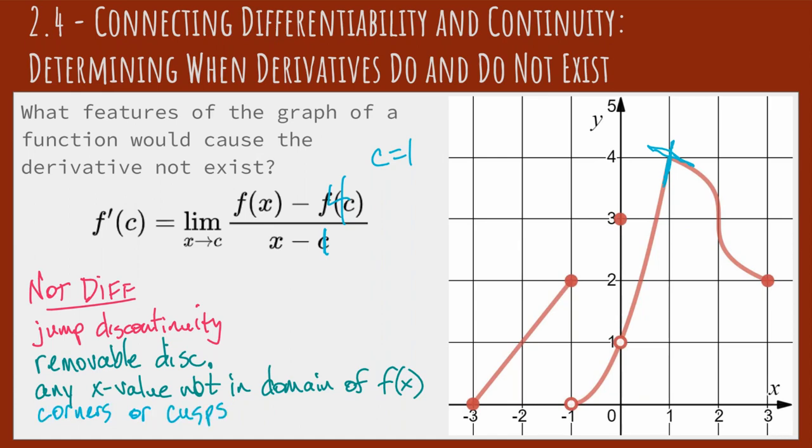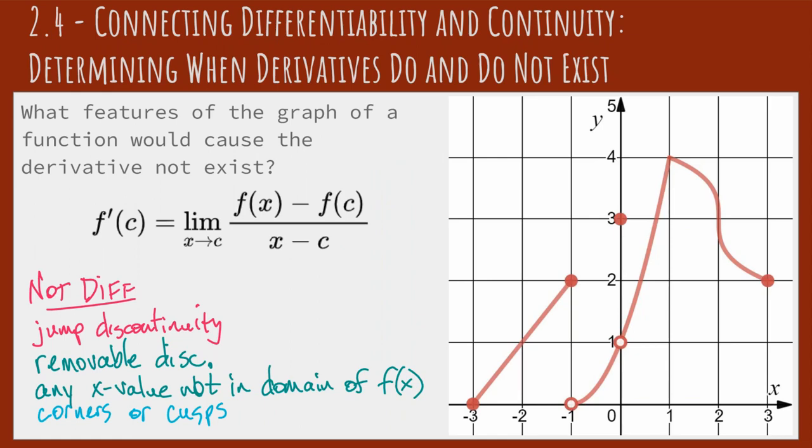These are going to happen often in piecewise functions, so that's why it happened here. We're also going to see corners or cusps in absolute value functions. And remember, when we're dealing with absolute value functions in calculus, the first thing we're going to do is turn it into a piecewise function so that we can investigate situations like this.